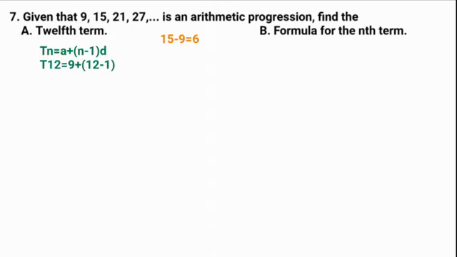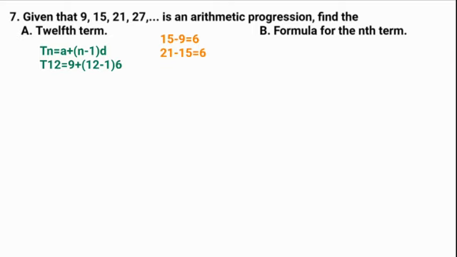Okay, so in arithmetic progression, you cannot only use the first two terms. You can also use any other numbers, as long as you subtract the earlier term from the one that follows it. For instance, I can pick 21 and 15. So I can say 21 minus 15, which will also give me 6. So as you can see, 6 is the common difference. So where there is d, we're going to put 6 as the common difference.